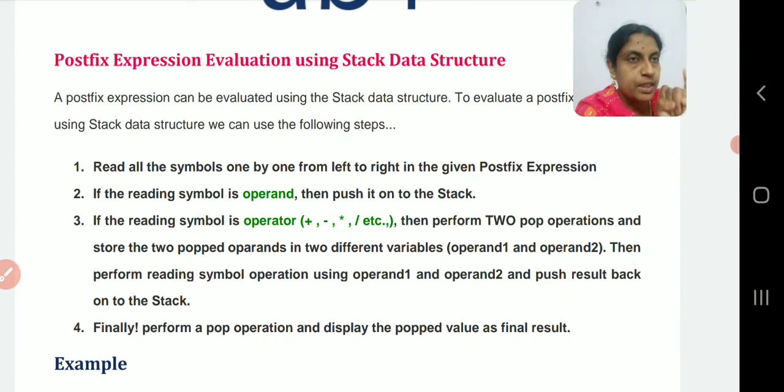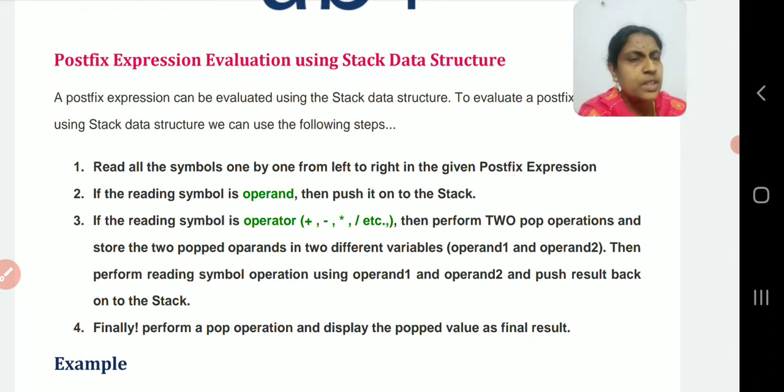Understand? First read the symbol from left to right. If the symbol is an operand, push it to the stack. If the symbol is an operator, pop two operands from the stack and perform the arithmetic operation based upon the given operator. You will get some answer, put it back to the stack. Like this you continue, and finally perform a pop operation and display the popped value as the final result.